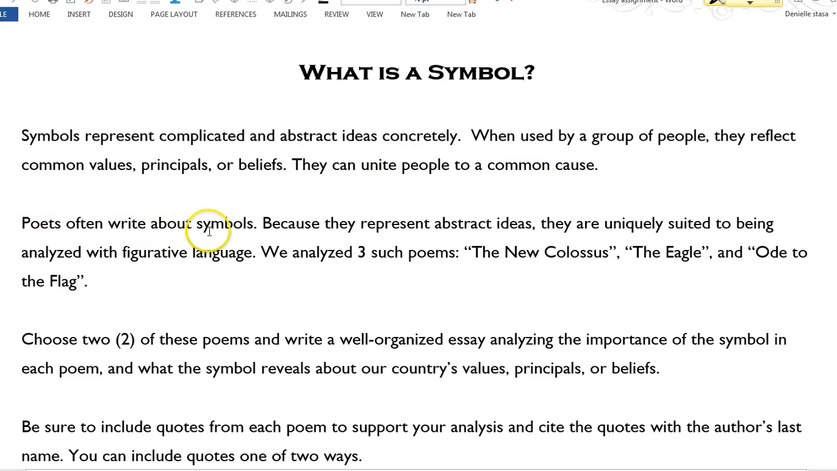Poets often write about symbols. Because they represent abstract ideas, they are uniquely suited to being analyzed with figurative language. We analyzed 3 such poems: the New Colossus, the Eagle, and Ode to the Flag. You are to choose 2 of these poems and write a well-organized essay analyzing the importance of the symbol in each poem, what the symbol reveals about our country's values, principles, or beliefs.